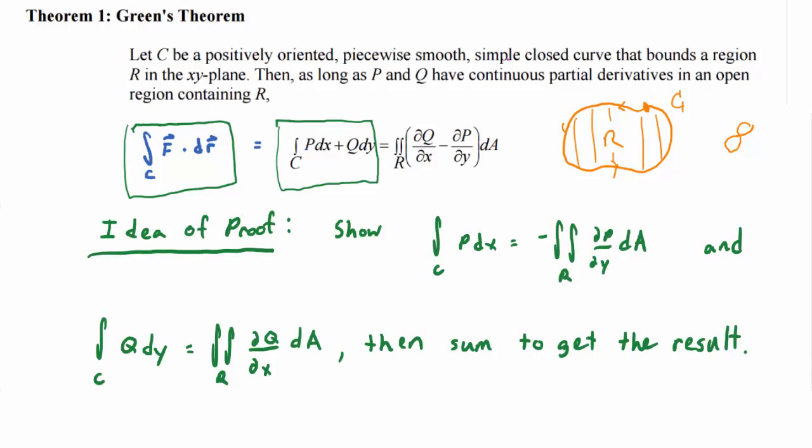Well, I'm just going to tell you about the idea of the proof. If you're interested, the full proof for a vertically simple and horizontally simple region is shown in the book. But basically, all you do is show that the integral over C of P dx is equal to the opposite of the double integral over R of dP/dy, the derivative of P with respect to y. So you prove it one piece at a time, and then you show that the integral over C of Q dy is equal to the double integral of dQ/dx. And you add, and then you just sum to get the result.